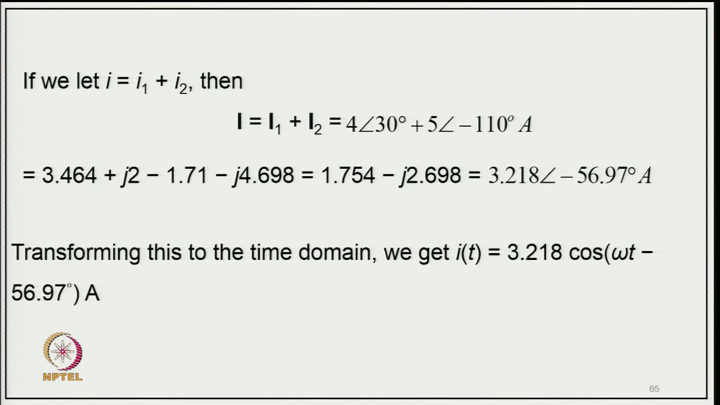Then we can say I = I1 + I2, that is, 4 ∠30° + 5 ∠-110° A. We convert from polar to rectangular coordinates, which gives 3.464 + j2 - 1.71 - j4.698, and that becomes 1.754 - j2.698, equal to 3.218 ∠-56.97° A. Transforming this to the time domain, we get i(t) = 3.218 cos(ωt - 56.97°) A.